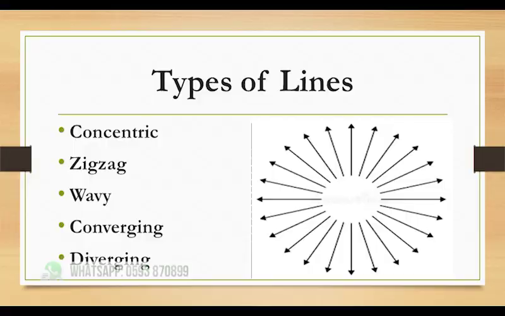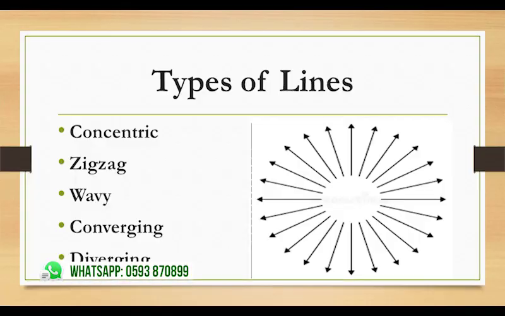Then we have diverging lines. Unlike converging where they are all coming together, diverging lines are running away, they are moving away from a particular point. Look at the arrows and look at their tail. They were all from one point, now they are being away. It's like they have been scattered. Let's have an activity.